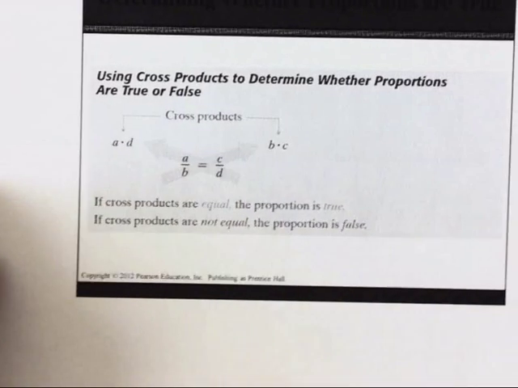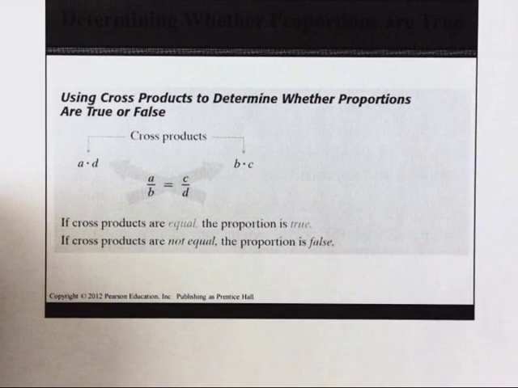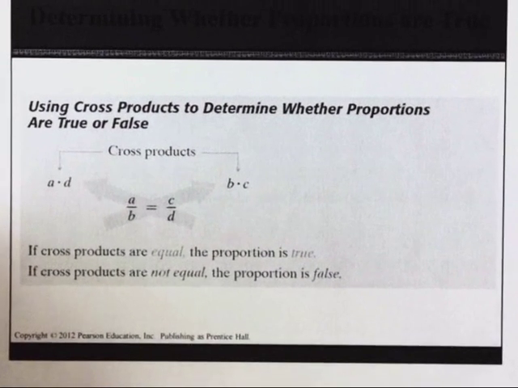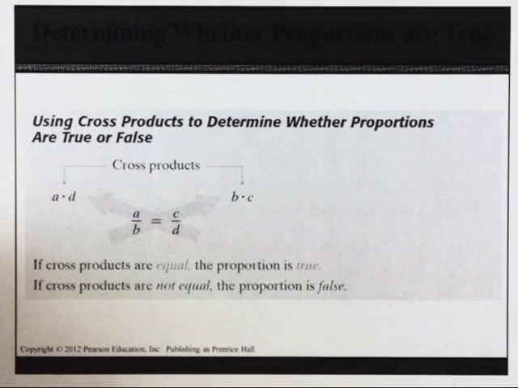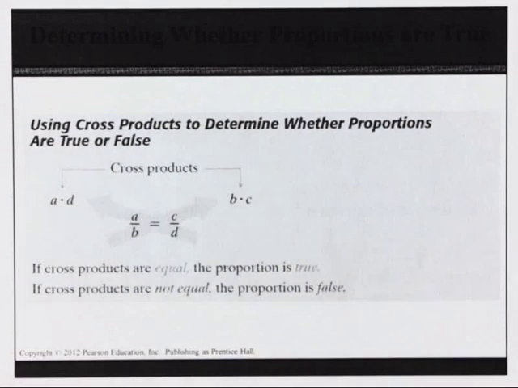The next part of the section is determining whether a proportion is true or false. So, we can set two ratios equal to each other all we want. That doesn't imply that they're actually equal, so we need a method for testing that.